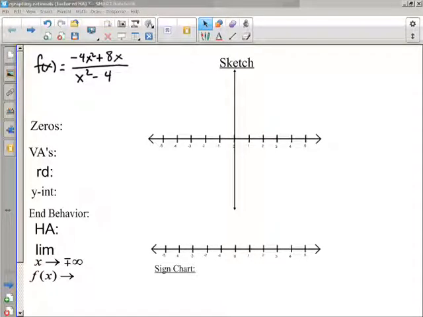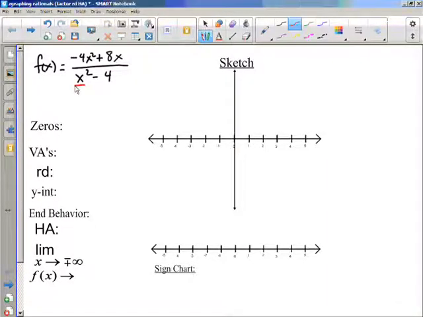Hello and welcome to a quick lesson on graphing a rational with a removable discontinuity. One of the first things you want to do when you look at your rational is identify the end behavior just for comfort level here. We notice that it's x squared over x squared, so we'll approach a horizontal asymptote at the ratio of the leading coefficients, -4/1. We'll cover that in a moment.